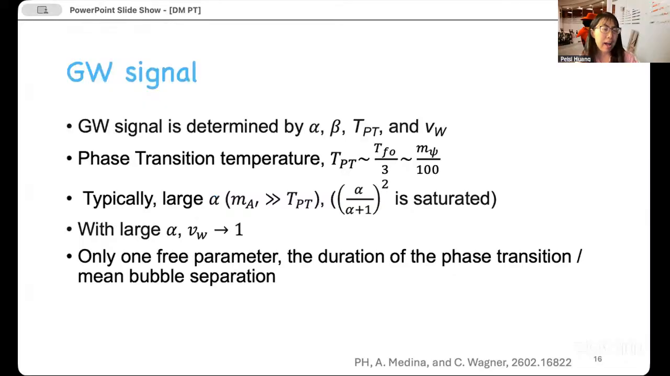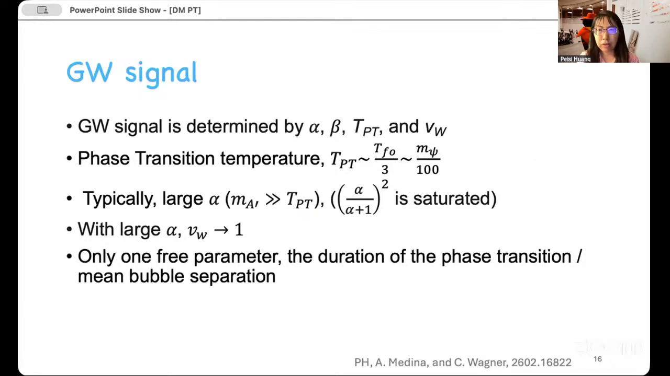So again, we can have the gravitational wave signal. Similar to the previous case, we have those two free parameters. For this scenario to work, the phase transition temperature is below the freeze out. So we set the phase transition temperature to be the freeze out temperature divided by 3, which is about the dark matter mass divided by 100.